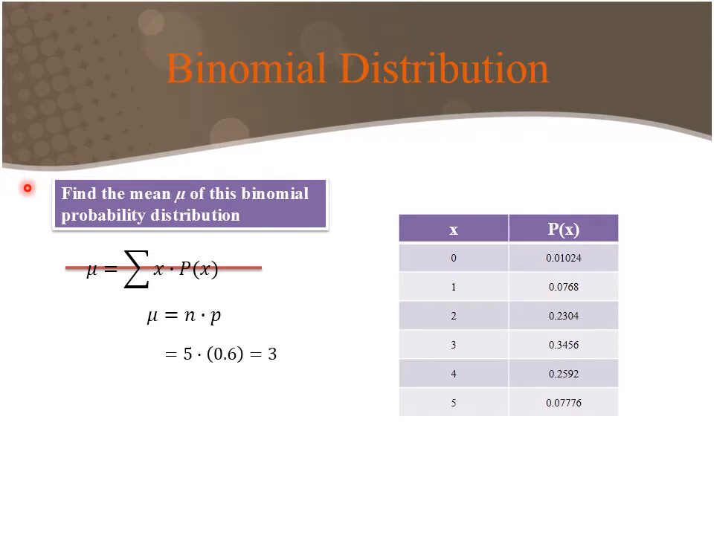Now keep in mind, as we go through this, that we can only use this formula for the mean if we know this is a binomial probability distribution. If it's another kind of probability distribution, or we don't know what kind of probability distribution it is, we'll have to use this original mean formula: 0 times 0.01024 plus 1 times 0.0768 plus 2 times 0.2304, etc., all the way down, and adding all that together. But if we know it's a binomial probability distribution, use this simpler formula.